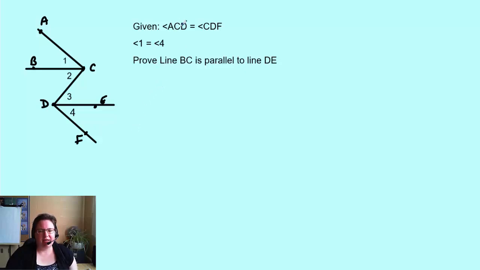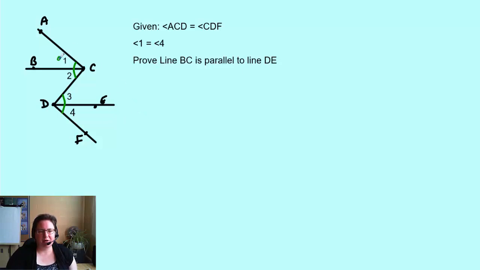All right, so angle ACD, A, C to D, so that encompasses angle 1 and angle 2 together, is the same as angle CDF. So those two angles are equal to each other. We don't know if they're 90 degrees. They might look like they're 90 degrees, but we have no proof yet. So we can't say they're 90 degrees, but we can say that those two angles are equal to each other because it was given to us.